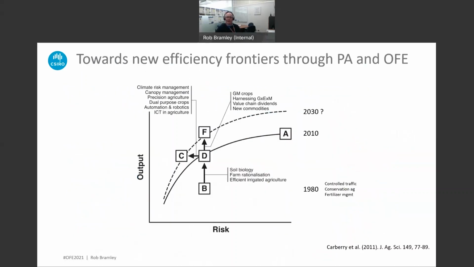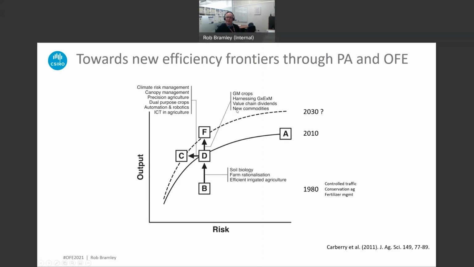Borrowing the concept of the efficiency frontier from Peter Carberry and Brian Keating, we can think about different methodologies that allow us to shift between different frontiers. They hypothesized that things like soil biology and farm rationalization allowed us to get from the situation in 1980 to where things were in 2010, and identified that technologies such as precision agriculture might allow us to de-risk a little bit and shift onto this dotted line efficiency frontier.